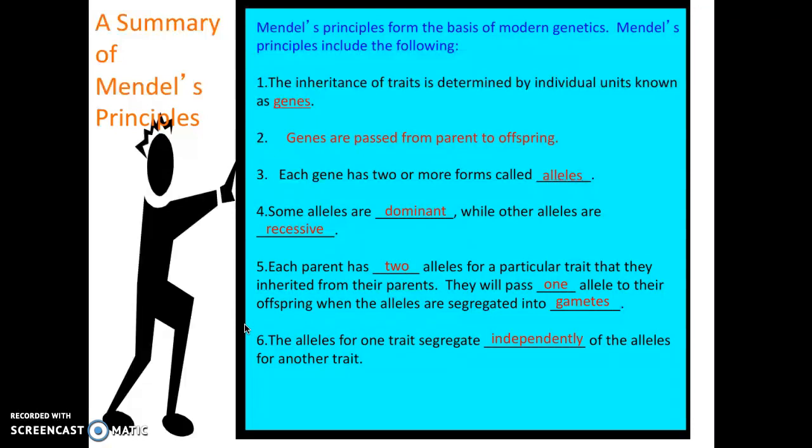Number 1, the pattern of inheritance is determined by individual units known as genes. Genes are passed from parent to offspring. Each gene has 2 or more forms called alleles. Some of these alleles are dominant while others are recessive. Each parent has 2 alleles for a particular trait that they inherited from their parents. They will pass 1 allele to their offspring when the alleles are segregated into gametes, and the alleles for one trait segregate independently of the alleles for another trait.